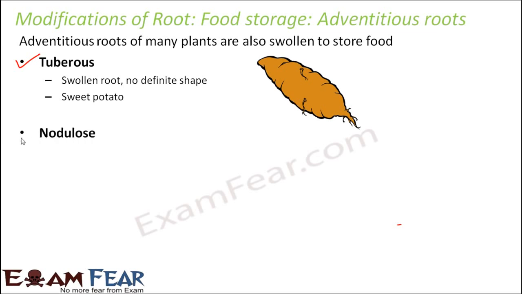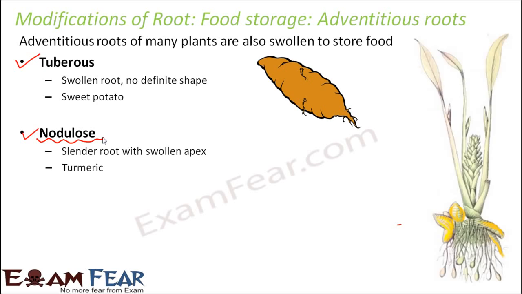Next is nodulose. The word nodulose is derived from the word nodules. So it is a slender root with swollen apex. So the apex is going to be swollen in this case. Example is turmeric. So if you look at these turmeric roots, if you observe them, see this is the thin root with a swollen apex. So the apex is swollen.